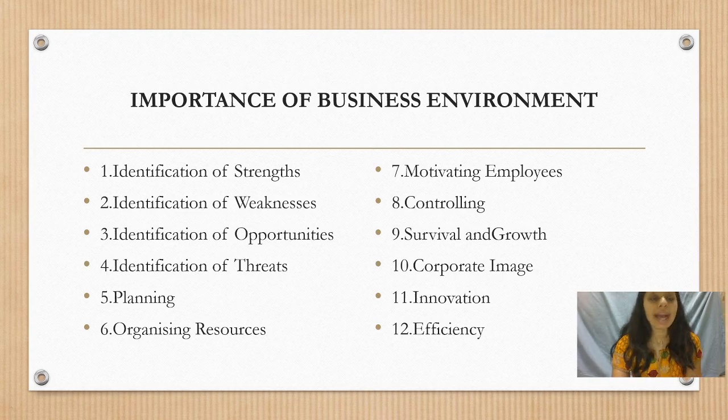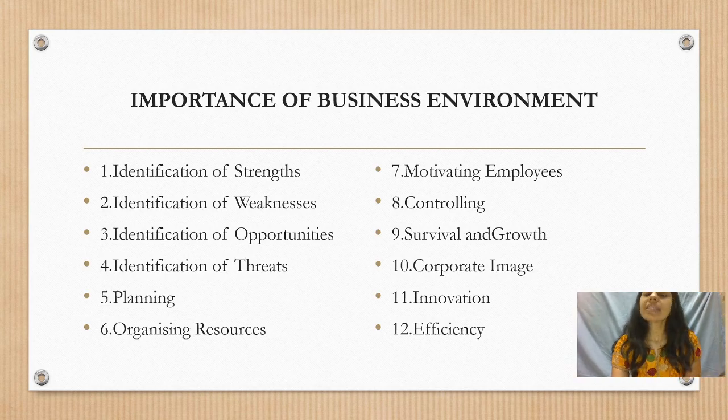The fifth point I have is planning. Business environment helps you to plan effectively, with the SWOT, the external environment, the internal environment, and weekly reviews, and that would really help a firm or a business to grow. Sixth is organizing resources: land, labor, capital, entrepreneur, whatever you require for your company to grow. So organizing physical resources, capital resources, and manpower planning, all of this would come under organizing resources.